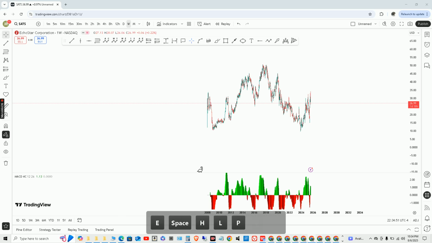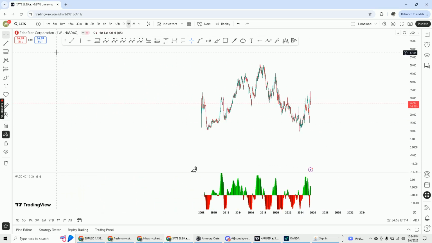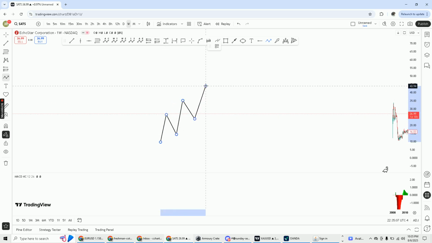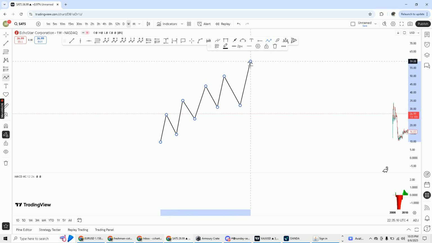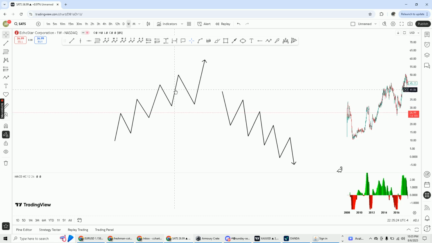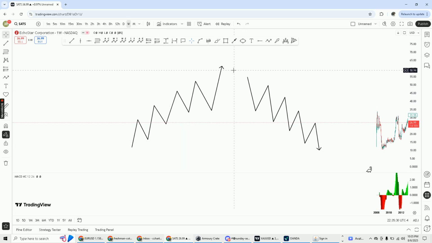So let's go. The first things first, this is a chart of EchoStar Corporation, a stock, but we're not looking at that first. We're going to go over here to this clear white space and I'm going to draw for you a trend. This is an uptrend. And here I'm going to draw for you a downtrend. There we go. Okay, this is a downtrend. So clearly this is an uptrend and clearly this is a downtrend. This is an uptrend because it's going up. This is a downtrend because it's going down.